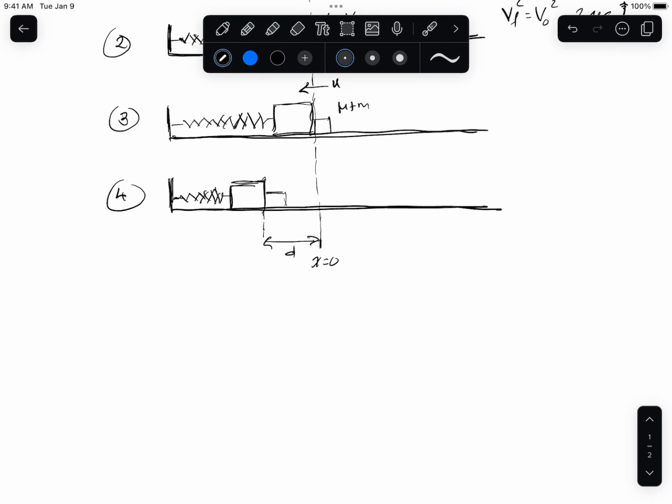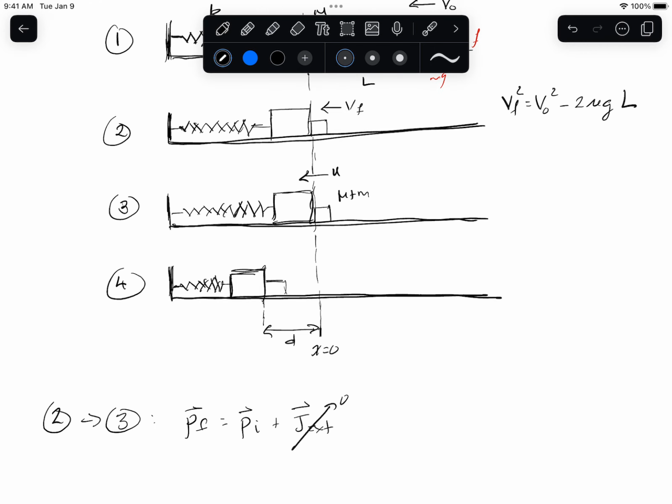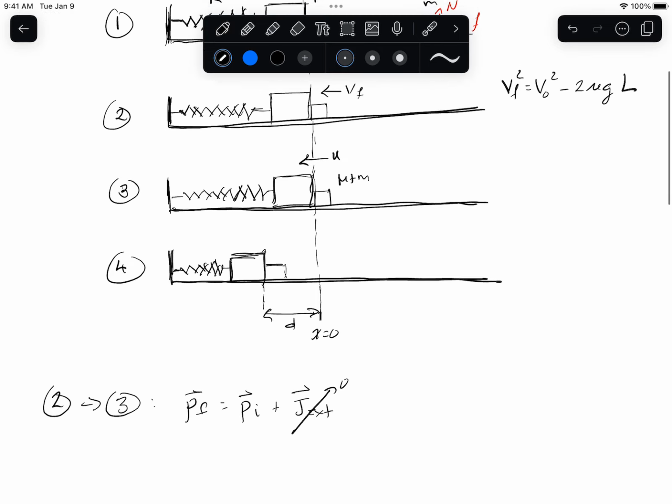So 2 going to 3, we know it's a conservation of momentum problem, so I can write my conservation of momentum equation. This is just true. We know this is going to work, and let's see. So it's all along one axis. And in that collision, there's not really any other external forces giving impulse to these things at that time. So this external impulse is going to be 0. And the relevant axis here is the x-axis.